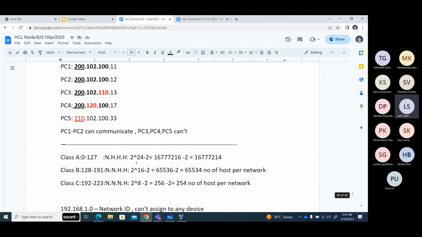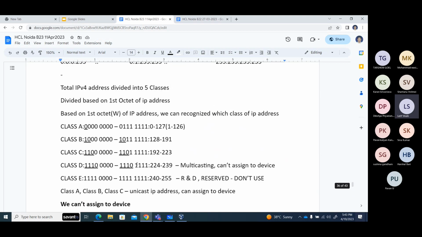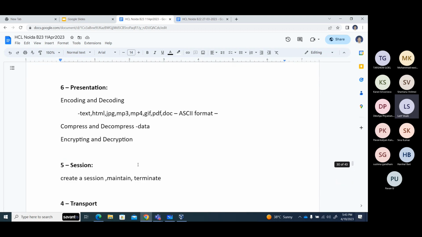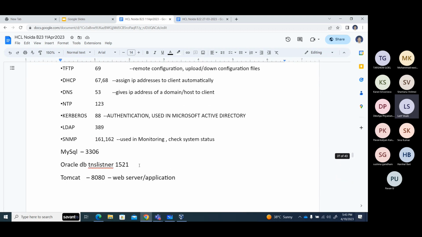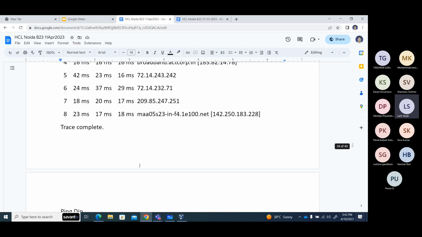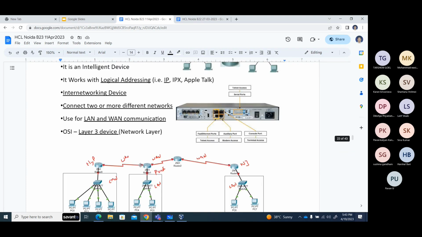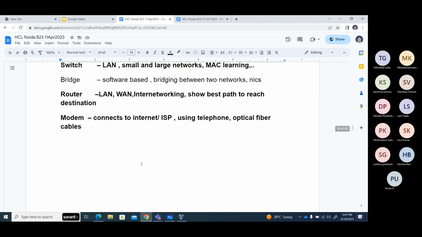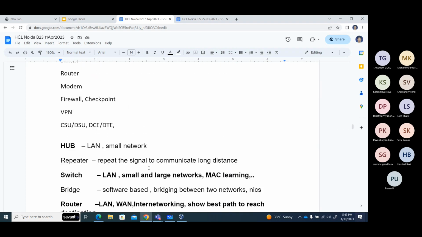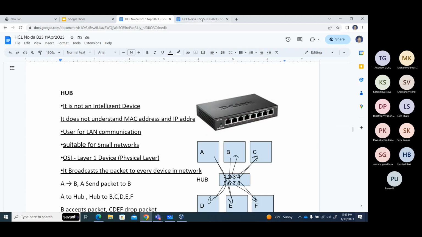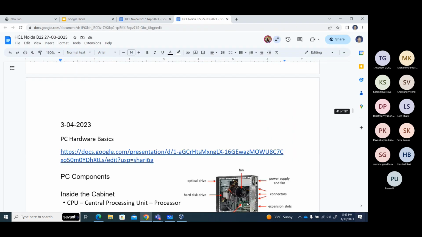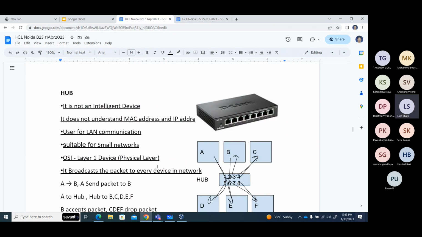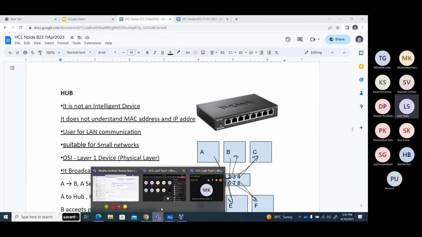Okay, so guys, compulsorily go through all the networking parts first. If I am missing out on anything, or if you have any doubts, you can discuss them in tomorrow's class. Okay. That's it for today, guys.